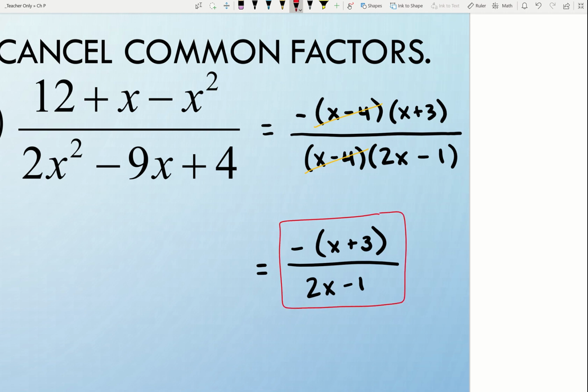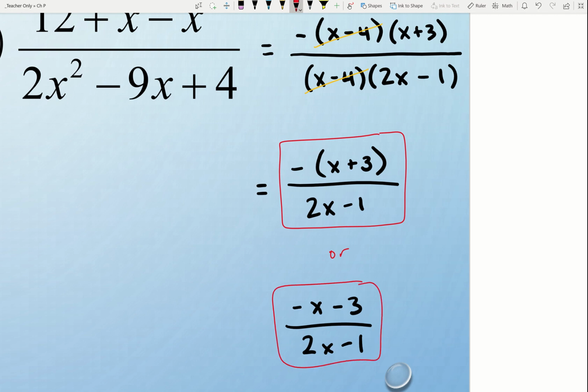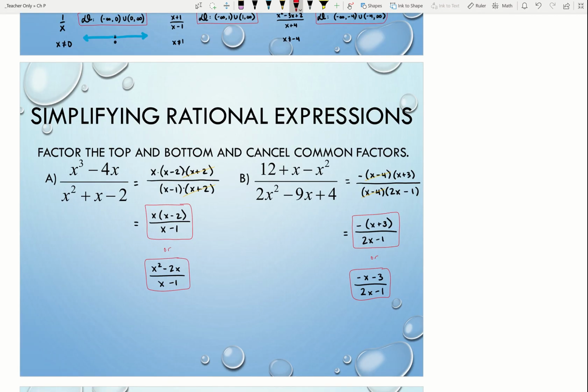which is one of our answers. That could be one representation, or you could distribute that negative back inside, and you could have your answer written in that way too. So negative x minus 3 all over 2x minus 1. There we go. Okay, so simplifying expressions, pretty straightforward.